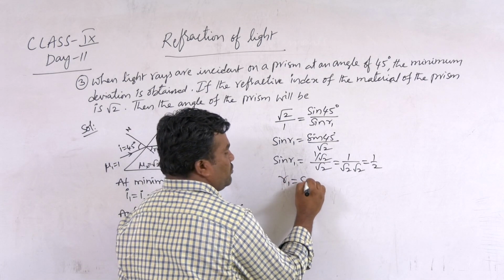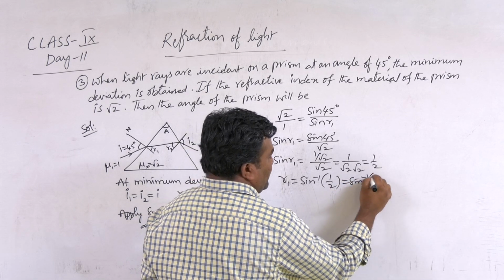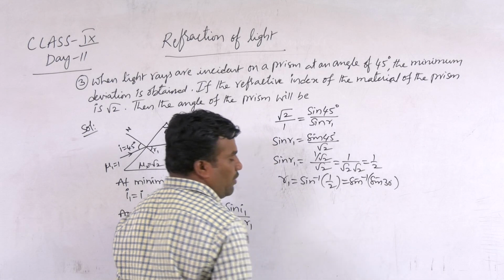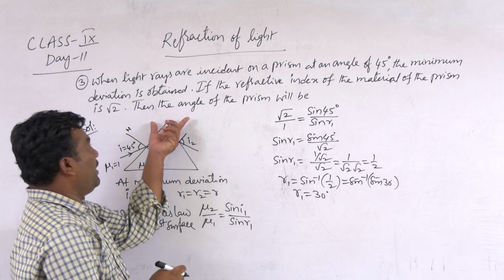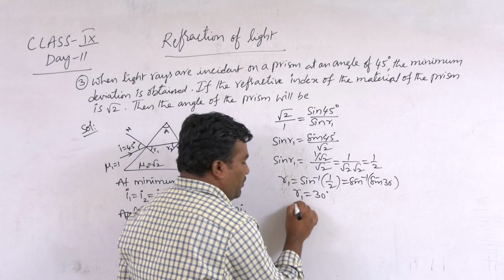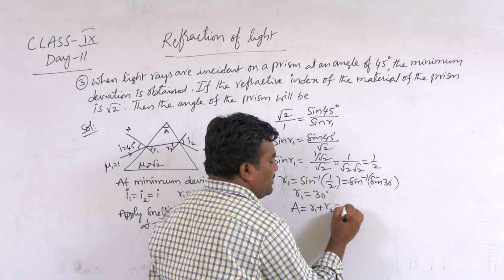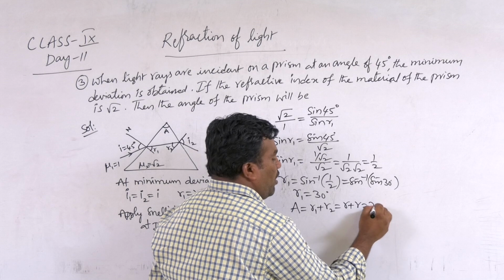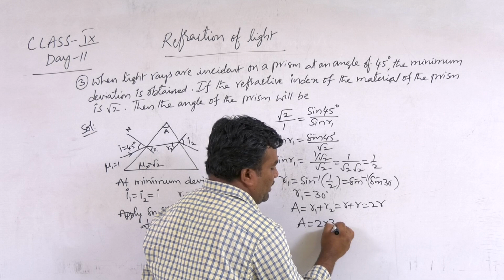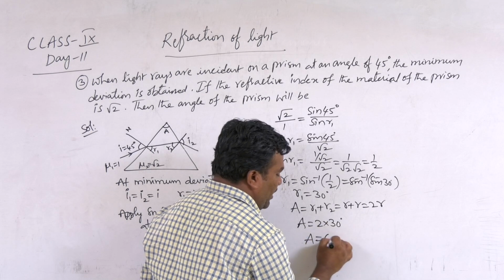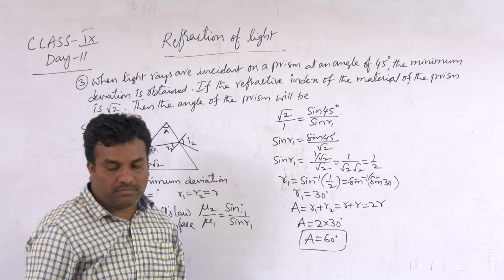Now R1 is equal to sin inverse of 1 by 2, so sin inverse of sin 30. Sin 30 is how much? 1 by 2. Therefore R1 is equal to 30. But what do you want today? The angle of the prism. At minimum deviation, the angle of prism A equal to R1 plus R2, that is R plus R, 2R. So A equal to 2 into 30. Therefore the angle of prism is 60 degrees.